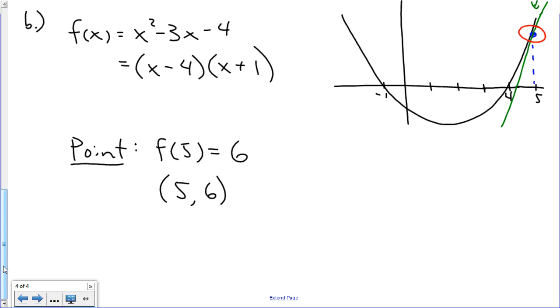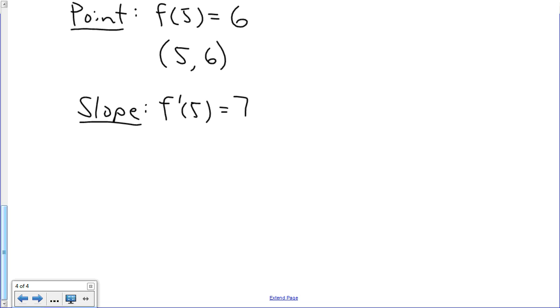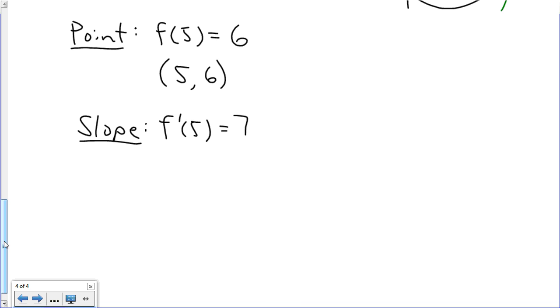The other piece that we need in order to come up with the equation of this line is the slope. And I've already done that. F prime of 5 is the slope, and we found out that was equal to 7. Those are the two pieces of information that I need in order to come up with the equation of this line. I'm going to take these two pieces and put them together, and we're going to use the point slope formula to do that.